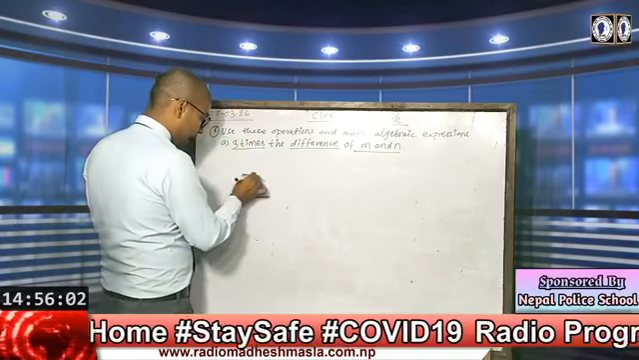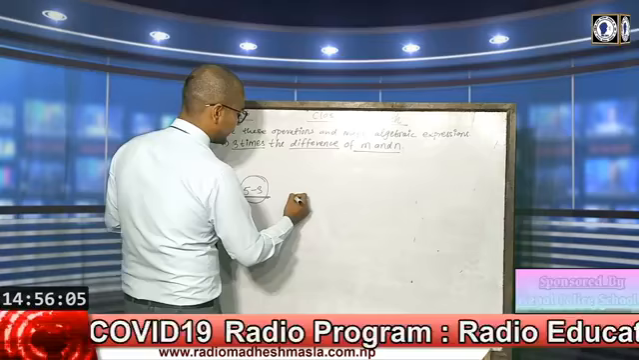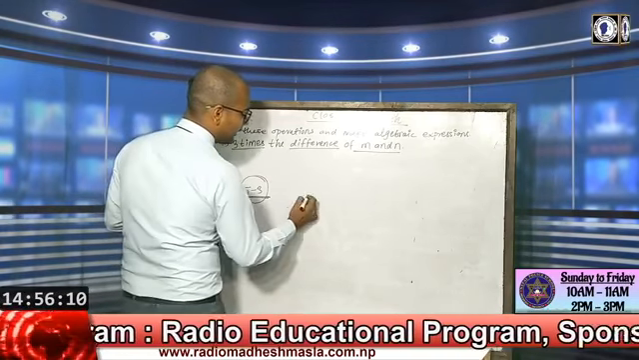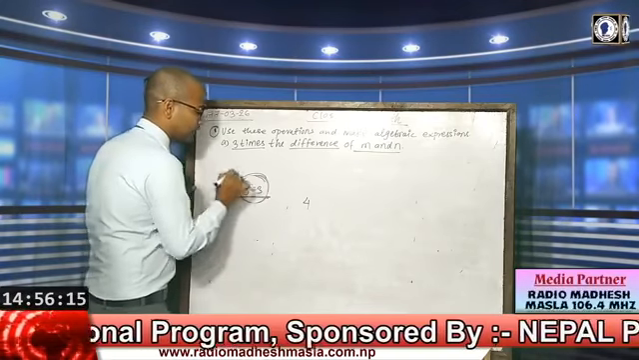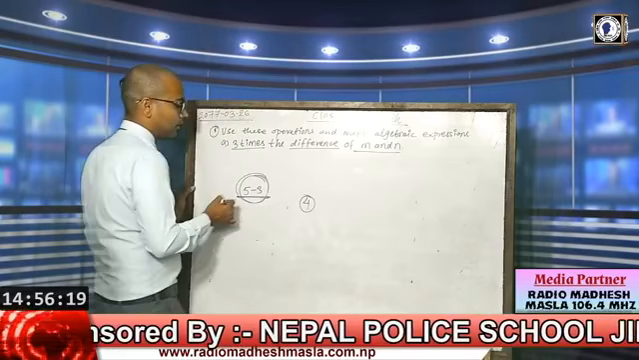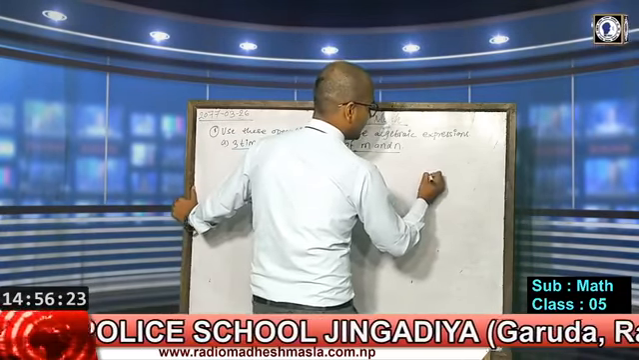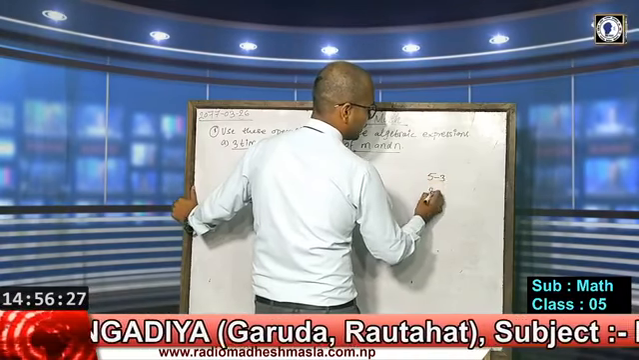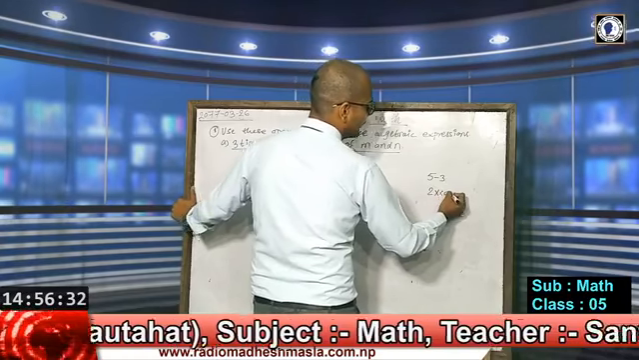So the difference of 5 and 3, suppose, is multiplied by, okay, 4. The difference of 5 and 3 is multiplied by 4. Then at that time, what will we do? We will do it like this. First we should subtract 3 from 5, then we will get 2, and then we should multiply our answer 2 by 4, then we will get 8.